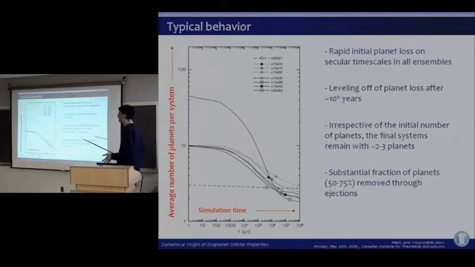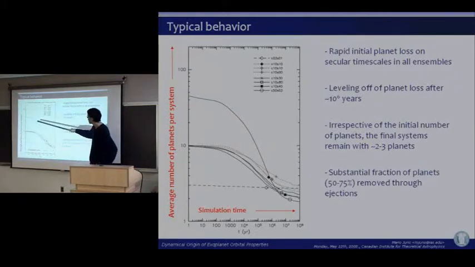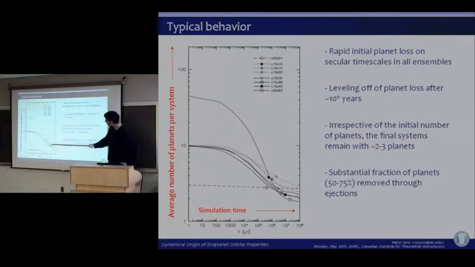This typical behavior is summarized for entire ensembles in this plot. What I'm showing here is the average number of planets per system versus simulation time. Most of the ensembles we simulated started with 10 planets. There was one with 50 planets and one with 3 planets. All of them show rapid loss of planets on secular time scales, and then leveling off after about 10 to the 7 years, at a value of between 2 and 3 planets.